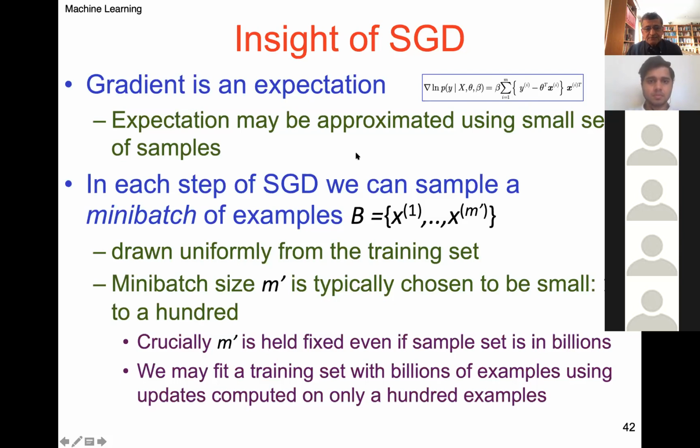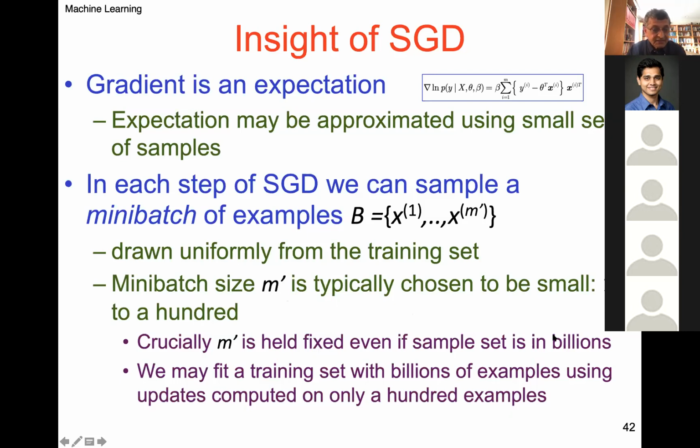It says in each step of SGD, we can sample a minibatch of examples. Instead of looking at all the samples M, we look at M prime, some smaller number, drawn uniformly from the training set. They are using M here, a different terminology than the number N of samples. That's all it is. The minibatch size M prime is typically chosen to be small, up to 100. And crucially, M prime is held fixed even if the sample set is in billions.